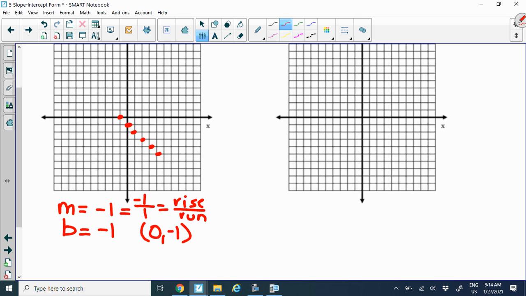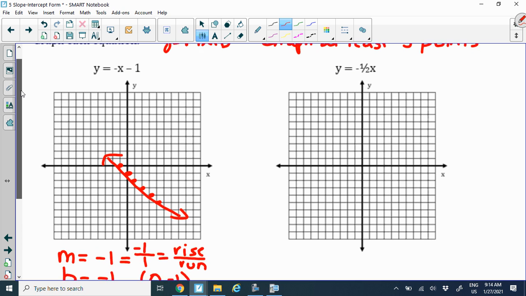So just be careful. Now, once you plot your points, make sure you connect them with a line. And we need arrows, okay? Because just plotting them doesn't mean anything. You need to connect them to represent a line. Okay, let's go ahead and do the next one.